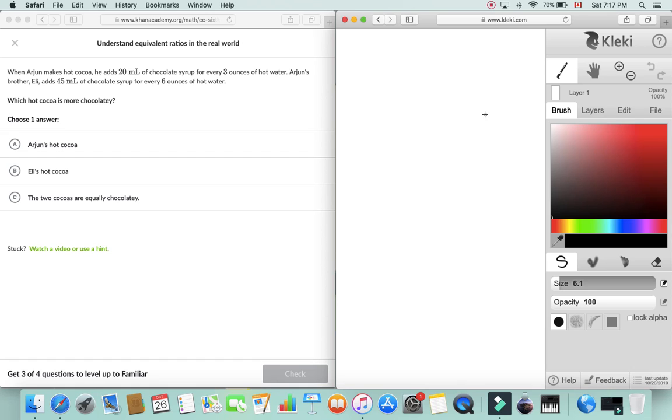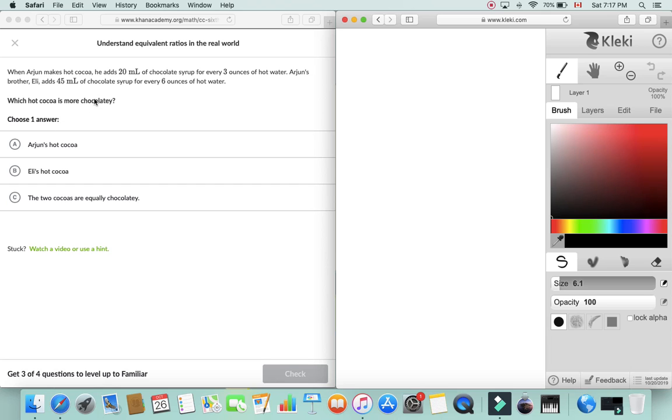When Arjun makes hot cocoa, he adds 20 milliliters of chocolate syrup for every 3 ounces of hot water. Arjun's brother Eli adds 45 milliliters of chocolate syrup for every 6 ounces of hot water. Which hot chocolate is more chocolatey?